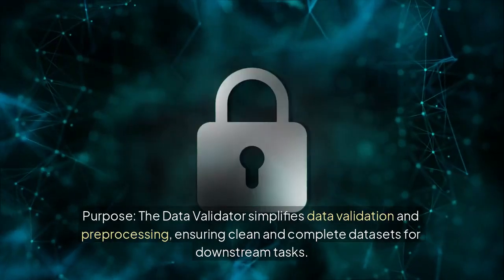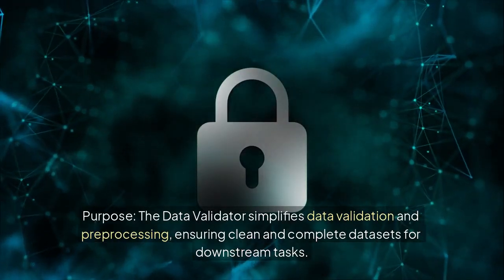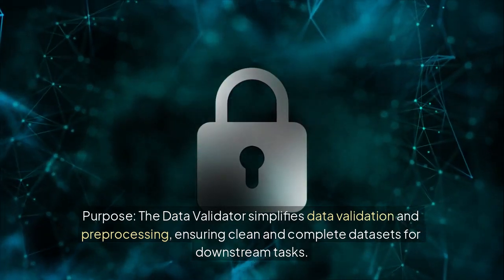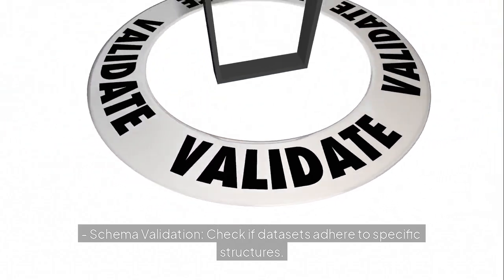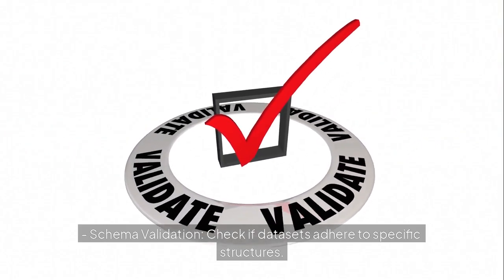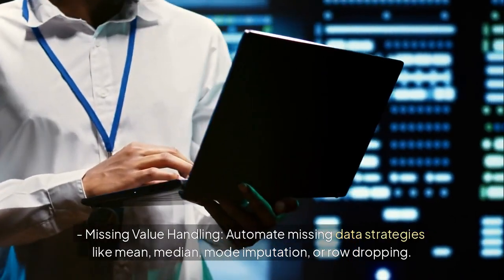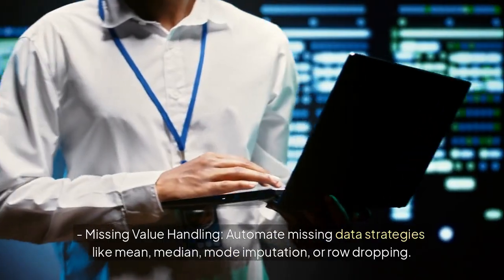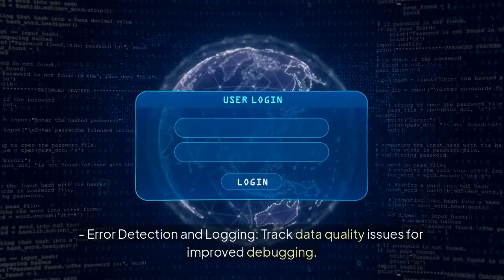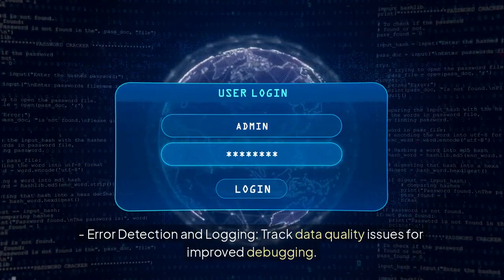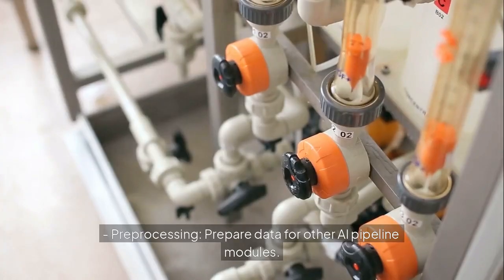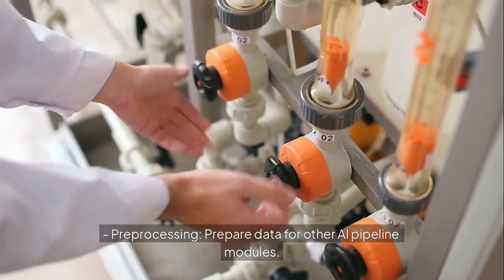Purpose: the Data Validator simplifies data validation and pre-processing, ensuring clean and complete datasets for downstream tasks. Key functions include schema validation, checking if datasets adhere to specific structures. Missing value handling, automating missing data strategies like mean, median, mode imputation, or row dropping. Error detection and logging, tracking data quality issues for improved debugging. Pre-processing, preparing data for other AI pipeline modules.